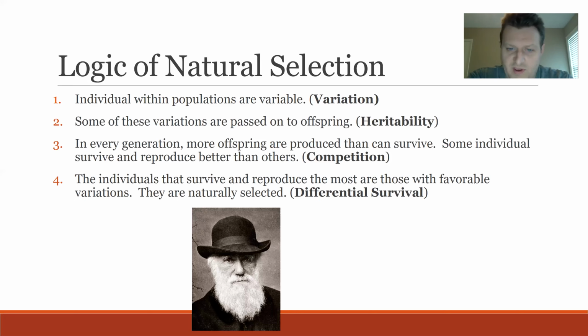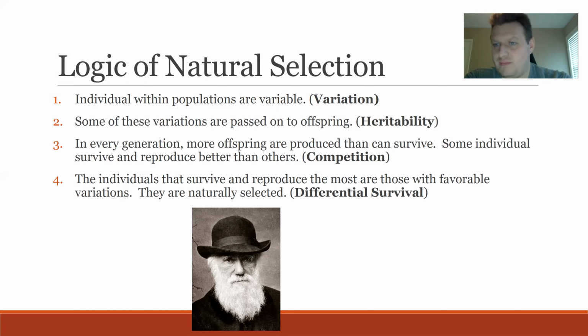The last premise here is that of differential survival. Some of these variations within species lead a particular member of that species to be more likely to survive, to be more likely to reproduce. If you're a moth that blends in with trees, you're less likely to be eaten by a bird. However, if you are a moth with gaudy colors that a bird is able to see quite easily, you're more likely to be eaten.